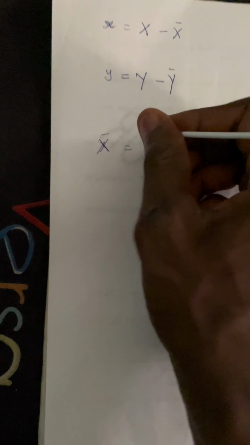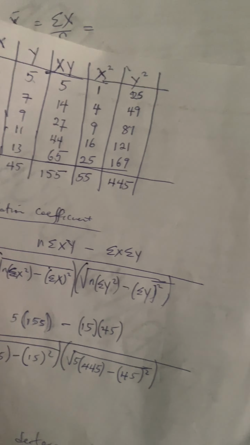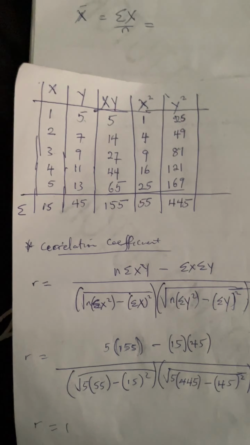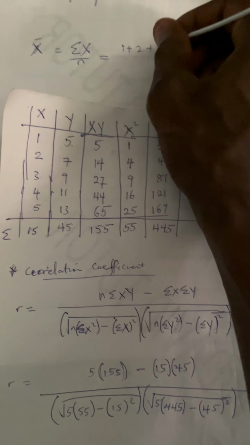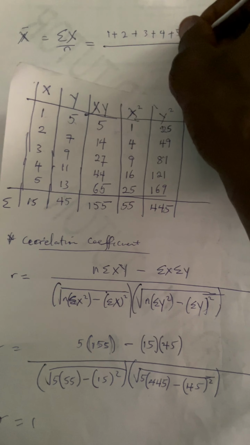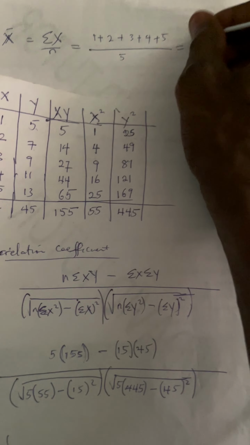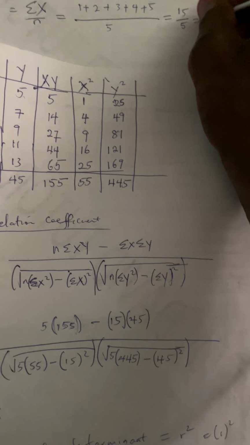Now, how will you find the mean of x from what you are given? Mean is summation x over n. Now, what is the x you are given? These are the x we are given. So, we are going to have the x, that is for the uppercase. We have the summation 1 plus 2 plus 3 plus 4 plus 5 all over n. The total number is 5. And the summation of this is 15 over 5. So you have this to be what? To be 3.